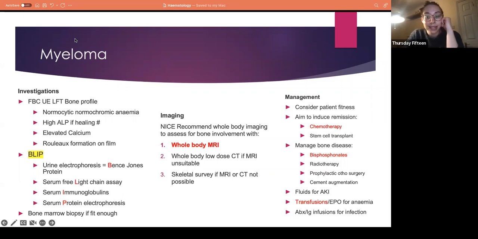You can do prophylactic orthopedic surgery, so you can give people intramedullary nails into their hips to stabilize the hip before it breaks. You can give cement augmentation of different bones as well. And then you're going to treat the AKI with fluids and encouraging oral intake. And then if they're anemic, you can treat with transfusions or EPO injections. And if they've got an infection, then you'll give them antibiotics or immunoglobulin infusions.